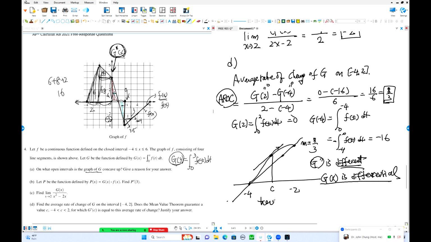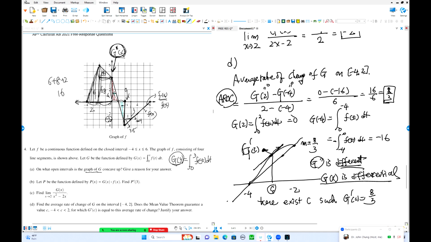There exists a value of C such that this is the average. So when you take G prime C, it equals this slope, okay? This is the slope of the tangent, this is G prime C, isn't it? At some value. We don't have to find the C, okay? We just apply the mean value theorem, okay?